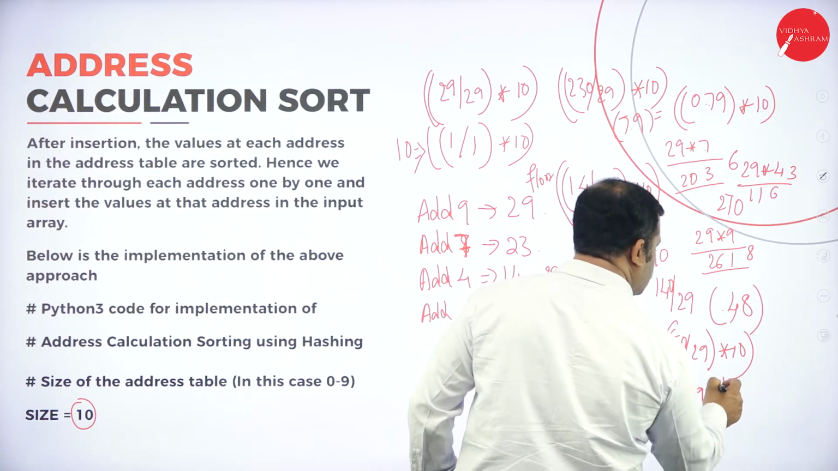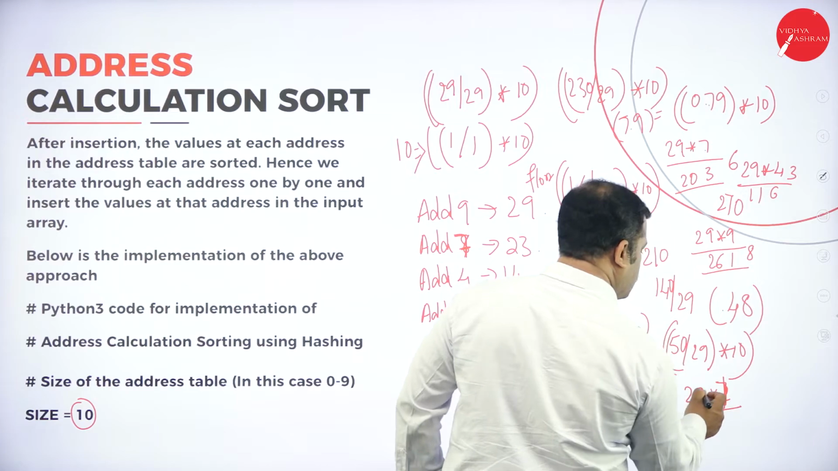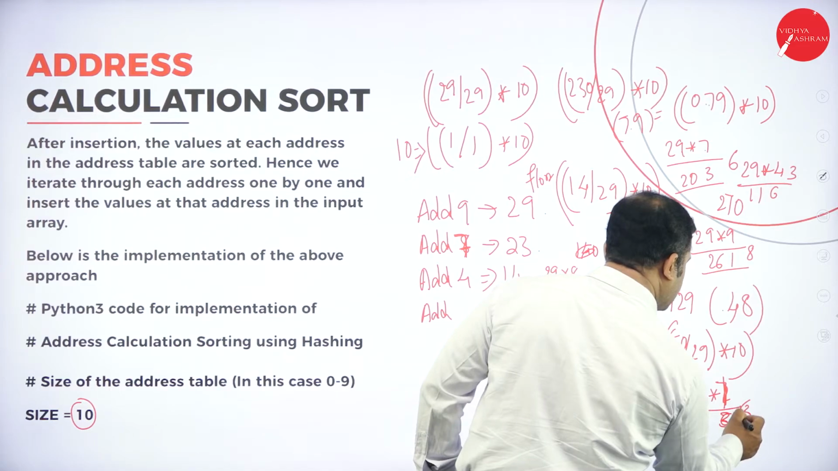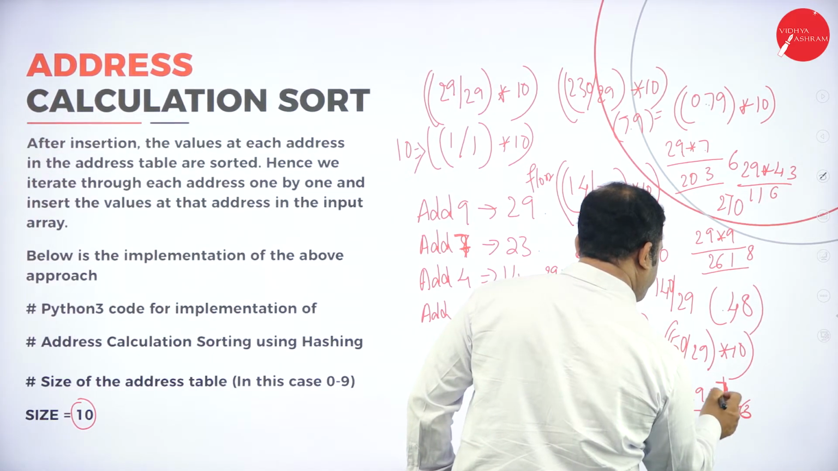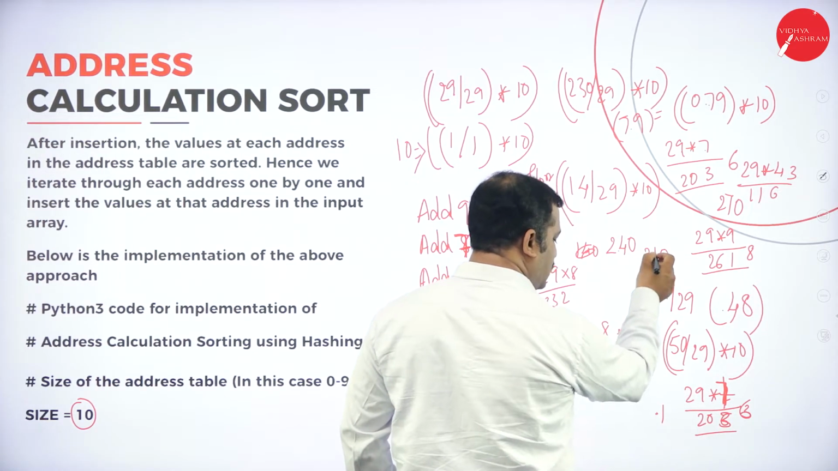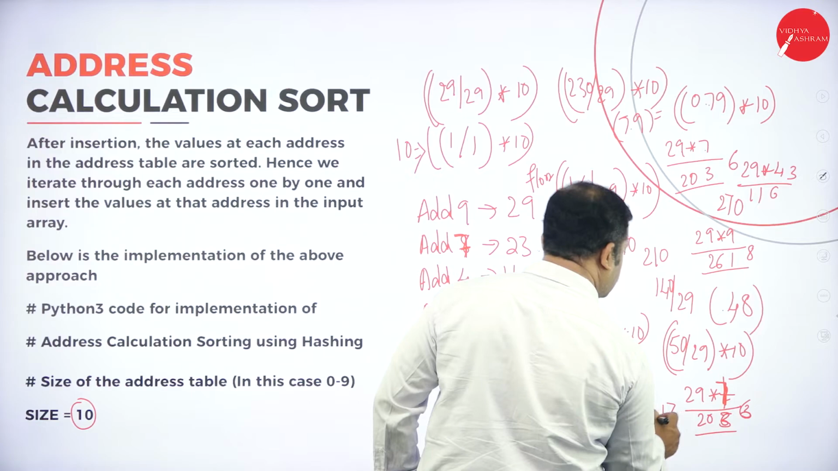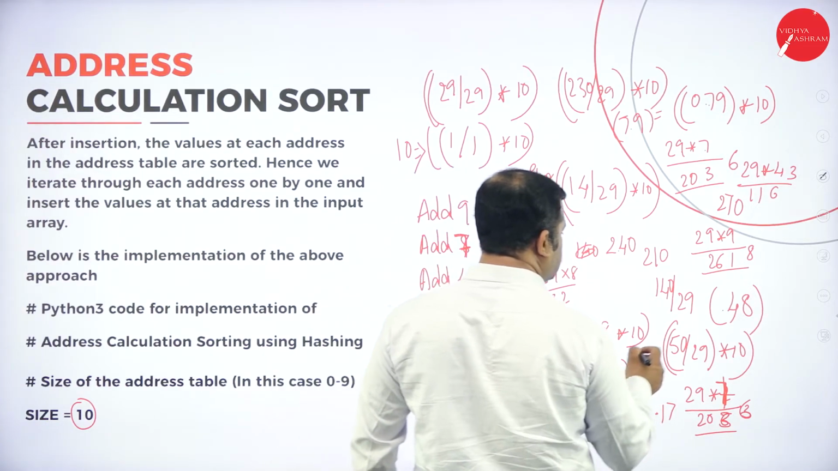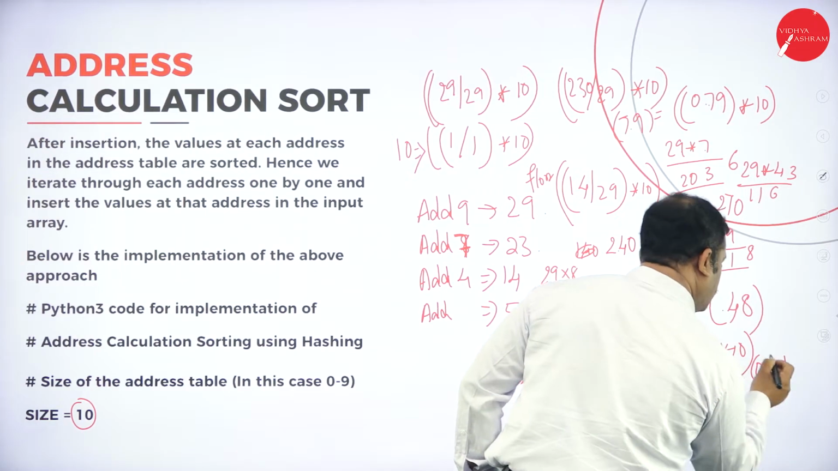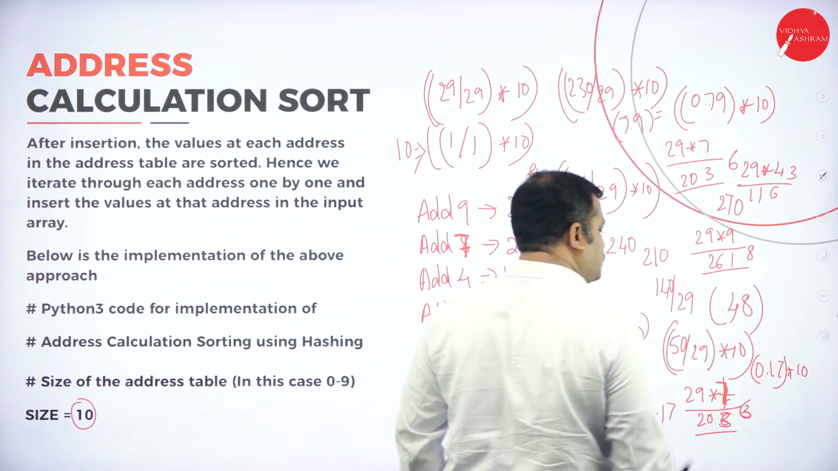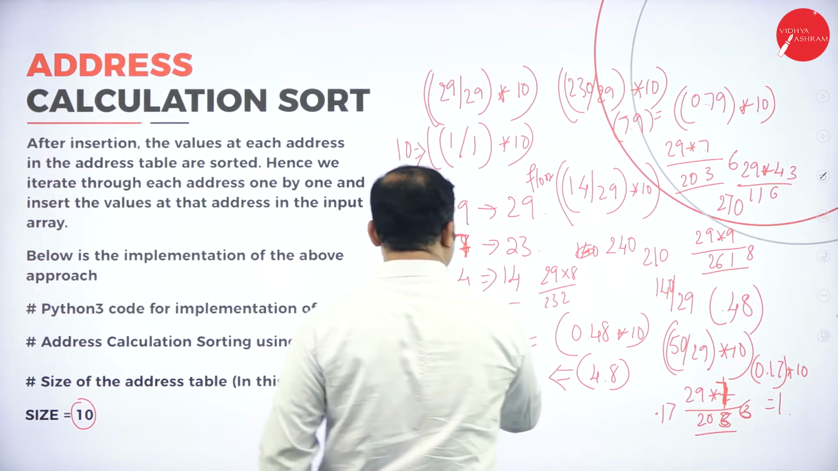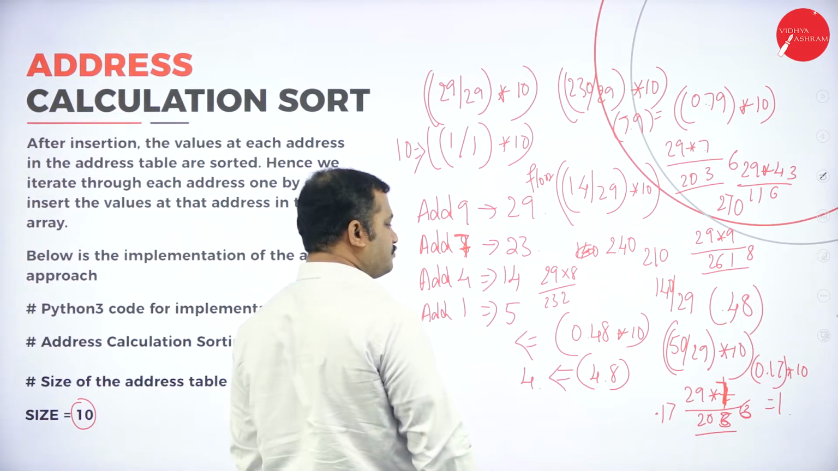29 into 7s are 63, 3 6 carry, 7 2s are 14, 20, 203, that is 203 is less than 210. So we have the value 0.17. So 0.17 into 10 is equal to 1.7, the floor of that is equal to 1. So if that is the case, address 1 contains 5.